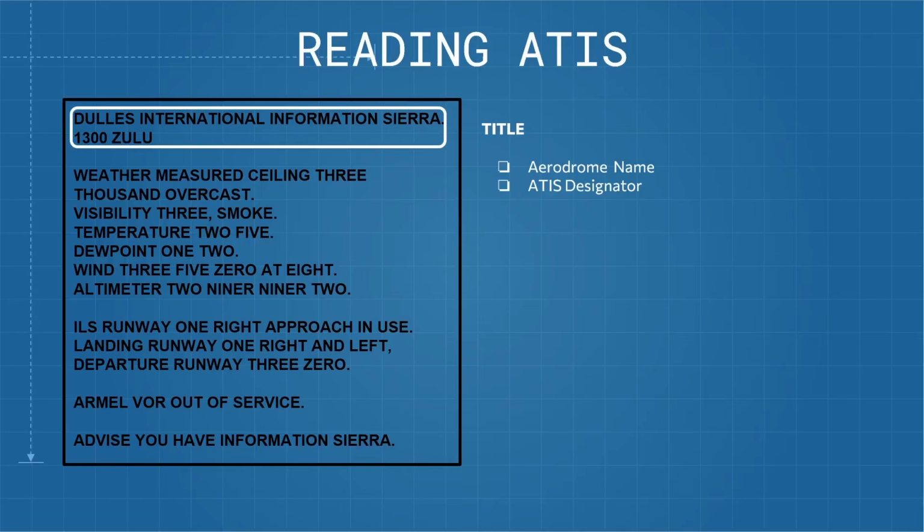Finally, there is the timestamp of the ATIS, given in 24-hour time, seen here with 1300, indicating 1 p.m. The letter Z, Zulu, after the time, is known as Zulu time. It's the standard time zone for aviation, and it relates to UTC/GMT. So the time listed on this ATIS is 1 p.m. UTC.